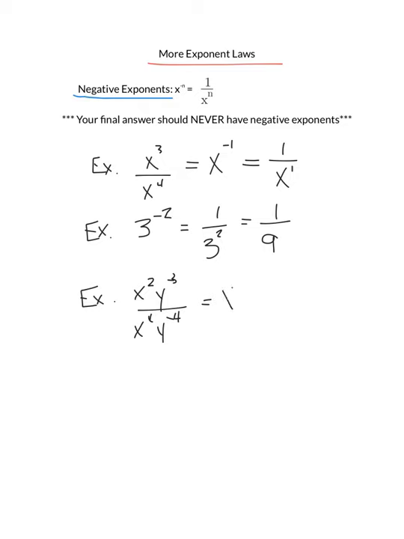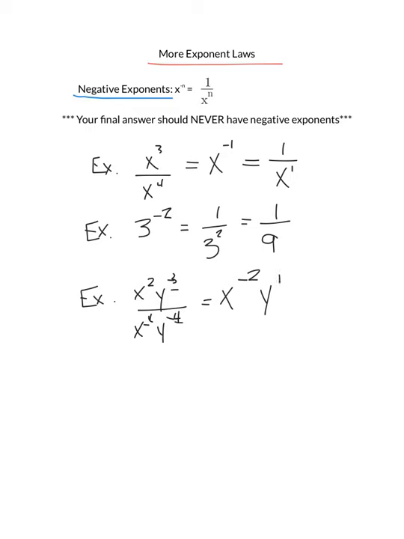So I have x to the 2 subtract 4. Sorry, that's a really hard to see 4. But that will give me a negative 2. And then I'm going to have a y to the negative 3 subtract negative 4. So really that's like a negative 3 plus 4.